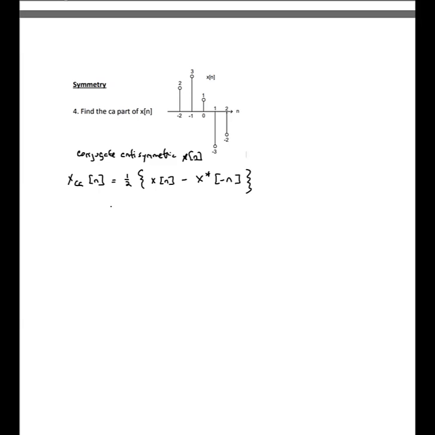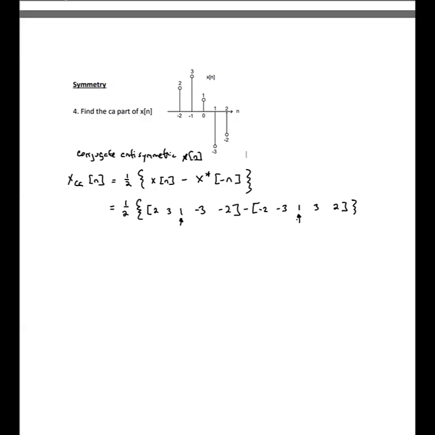So for this particular example, it's probably easiest, because this is such a finite length sequence, just to enumerate all the values. So our x of n looks like 2, 3, 1, where that's our center component, -3, -2. And from that, we're going to subtract the same thing, but flipped, negative n. So that'll be -2, -3, 1, 3, 2. So we've just reversed the order of that waveform.